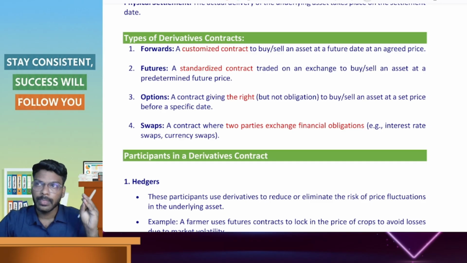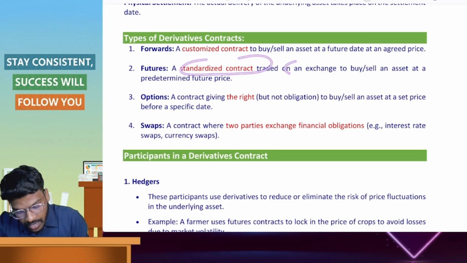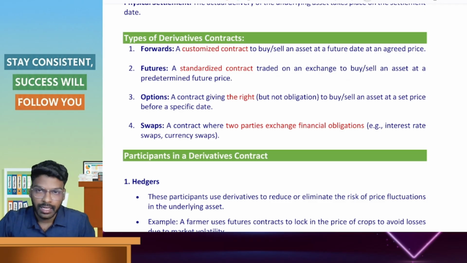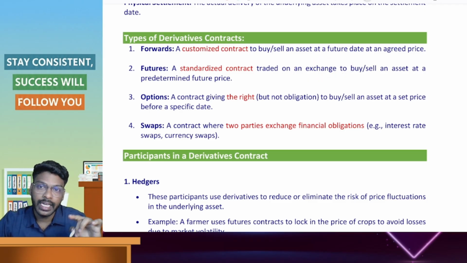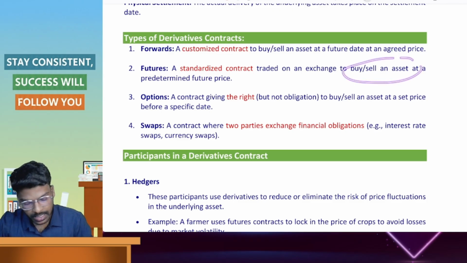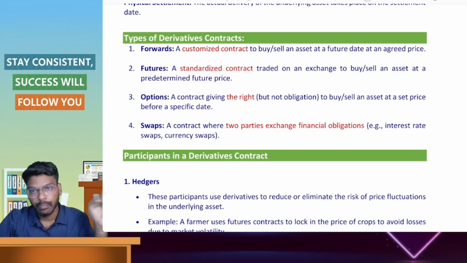Okay, that is over the counter basis. In case of a futures contract, it is standardized and regulated by the exchanges, that is BSE and NSE. It is a standardized contract traded on exchanges. On the exchange, there is an intermediary. BSE and NSE will initiate the contract between two parties, to buy and sell the asset at a predetermined future price.